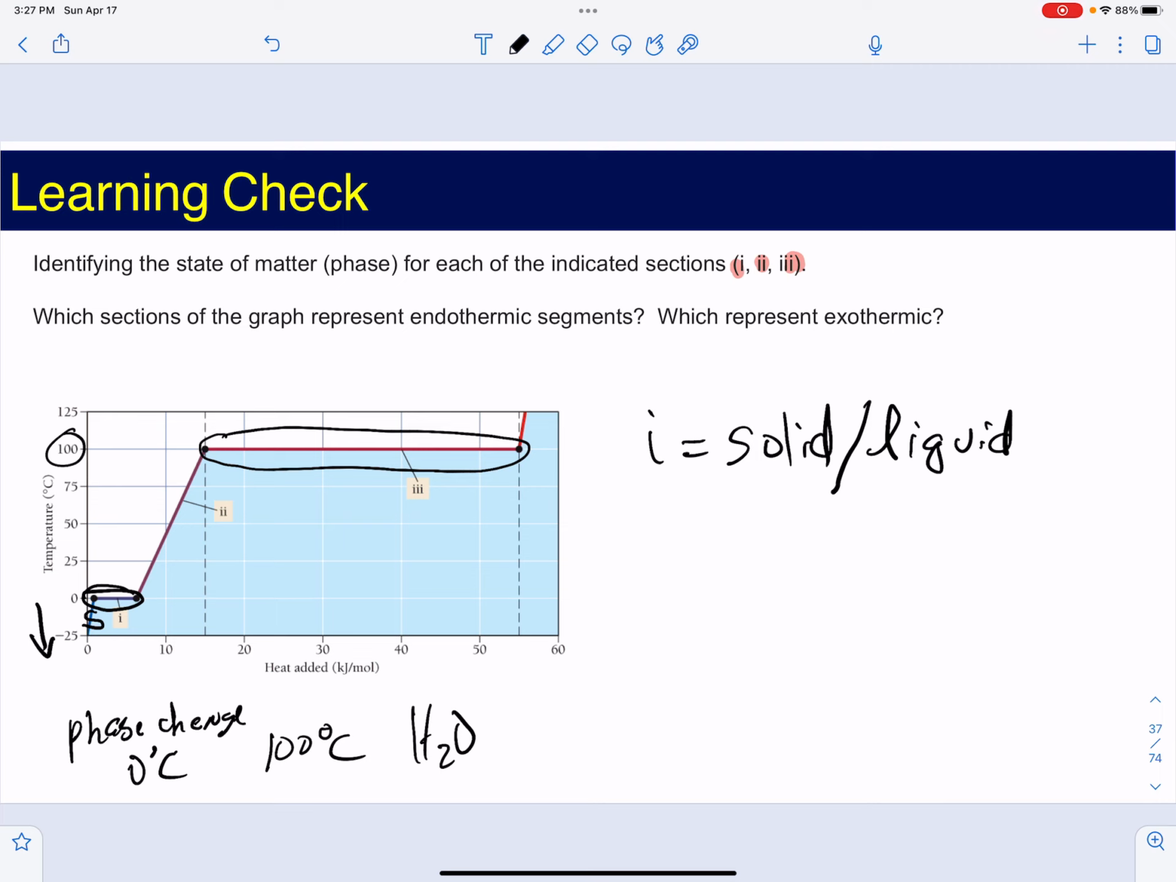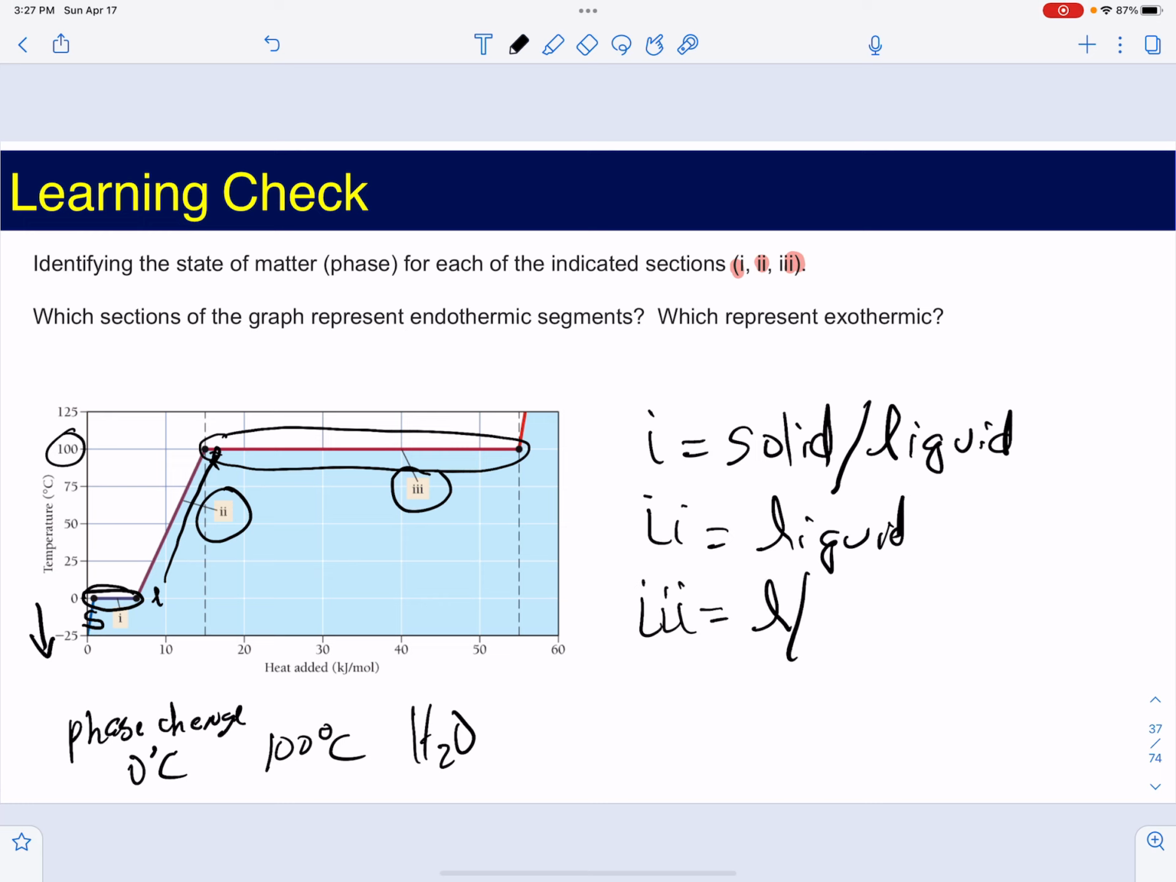Step number 2, that's when it goes from liquid all the way to where it begins vaporizing. So number 2 is going to be just the liquid phase. But number 3 is another plateau or another horizontal. So that's going to be where you're going to have the liquid and the gas together in equilibrium. So that would answer the first question.